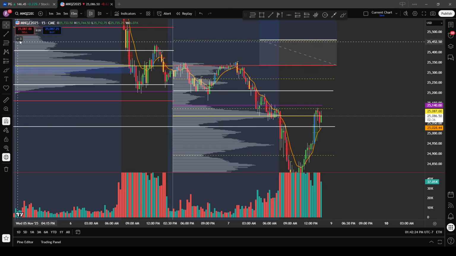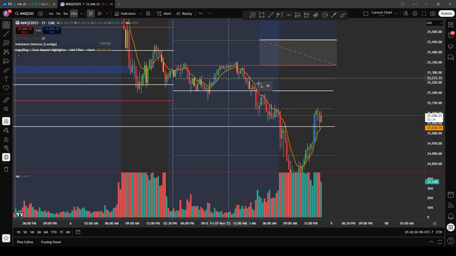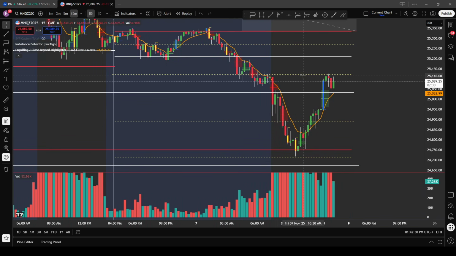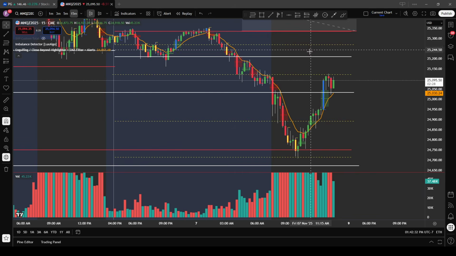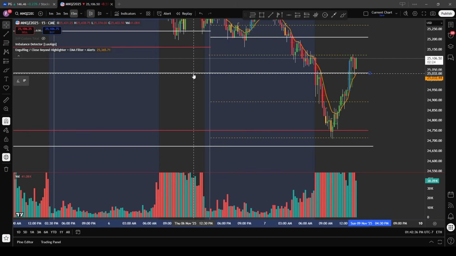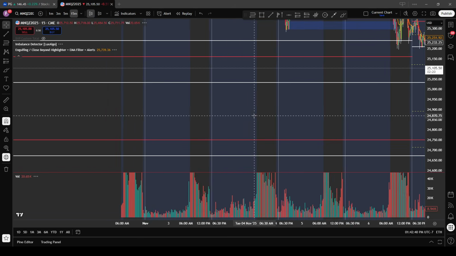So let me show you what I'm doing. I've been having much better luck with executing these. These yellow dashed lines are just 50% in between the different levels. These levels here, these two white lines and the red line, are from October 23rd.